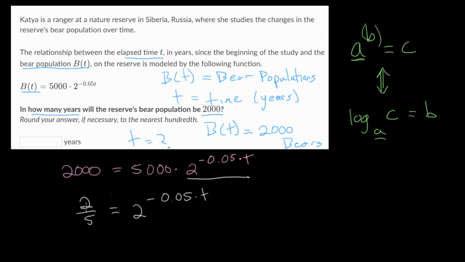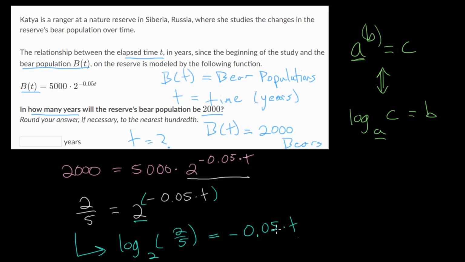Now, rewriting this as a logarithm, we have log base 2, since the base of our exponential equation is 2, of 2/5. Since remember the exponential equation is equal to the input of the logarithm. And the logarithm, of course, is going to be equal to our exponent here. So minus 0.05 times t.